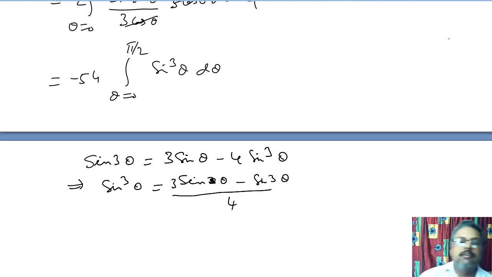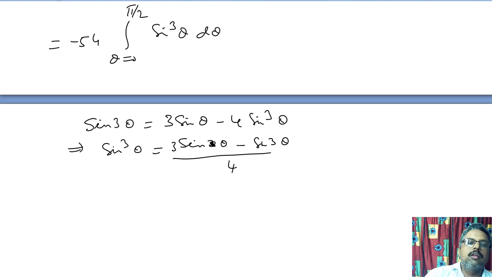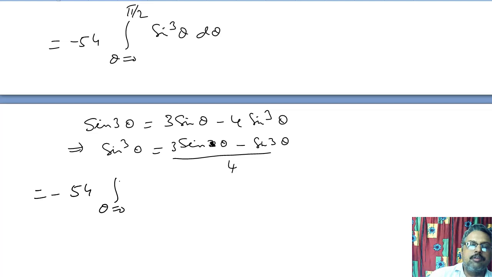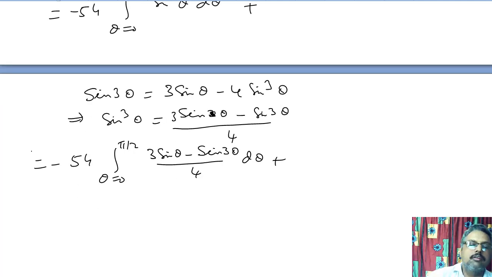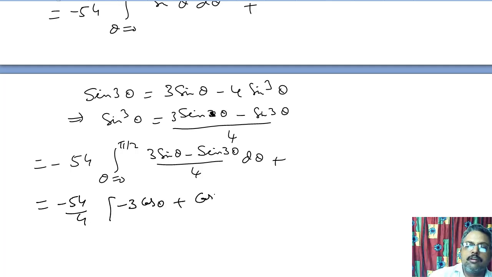Now substitute this quantity in the above integral. This is minus 54 into theta is 0 to pi by 2, 3 sin theta minus sin 3 theta by 4 d theta. Okay, plus another term is there, we will discuss later. Minus 54 by 4 into sin 3 theta integration is minus 3 cos theta. Sin 3 theta integration is minus cos 3 theta by 3, 0 to pi by 2.